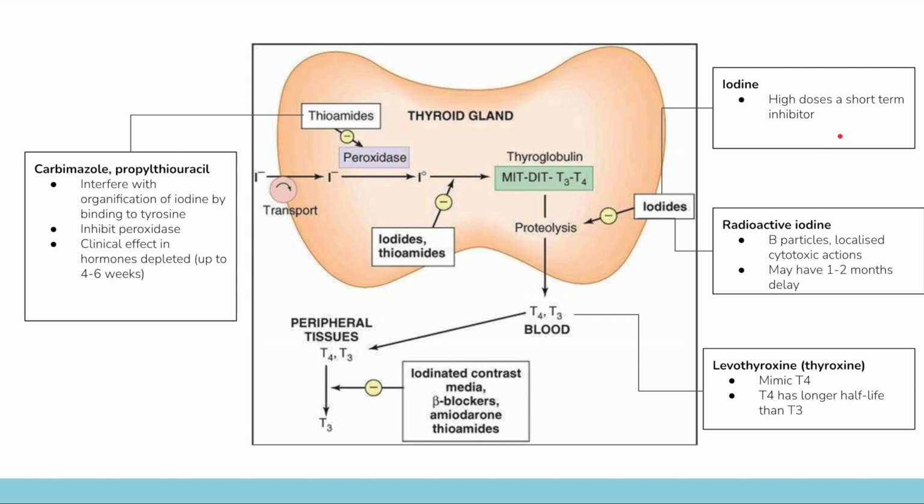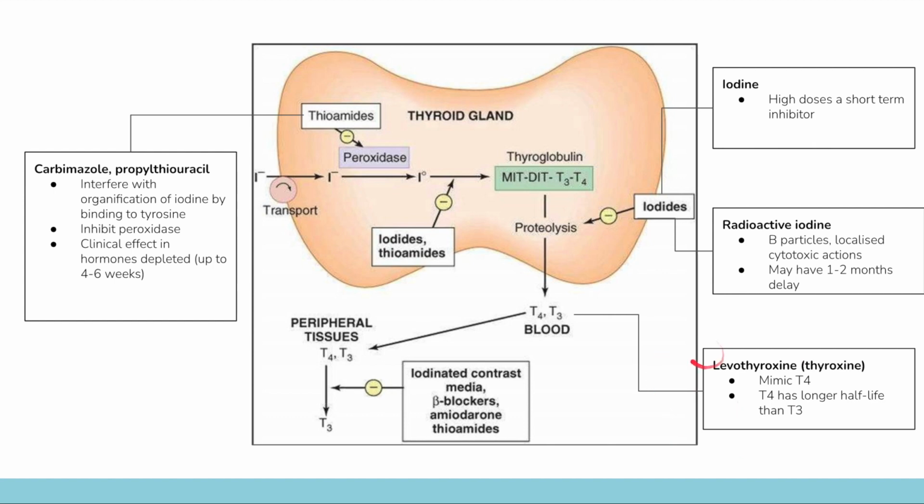Iodine over here. Now, in the short term, when given, it can actually act as an inhibitor in high doses. More effective than that is radioactive iodine, which has localized cytotoxic effects. However, this does have a 1 to 2 months delay because, as we talked about before, the thyroid does store iodine.